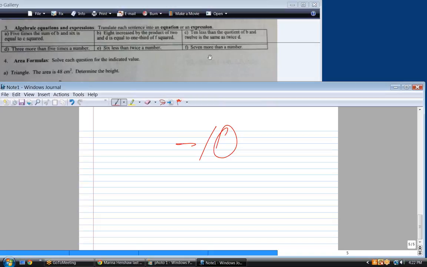What does that mean? The quotient of b and 12. Is quotient division? So it's b over 12. Okay. Is the same as what? 2b. Right. Now, notice how easy it would be to make this mistake.